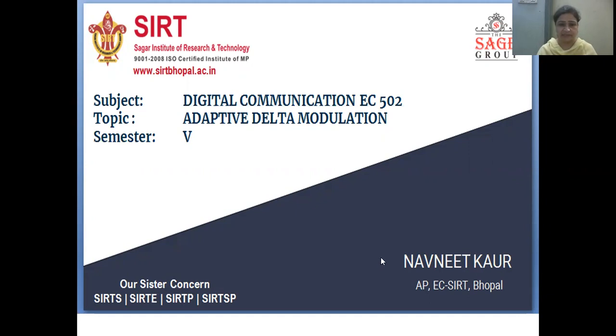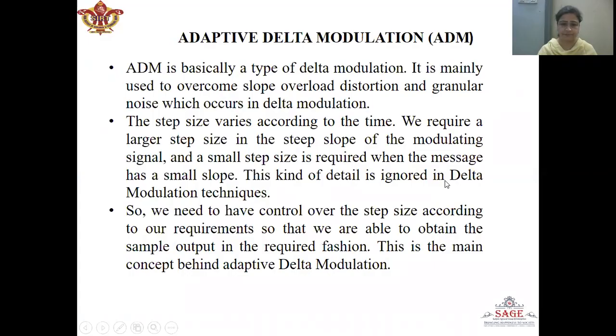Today I'll be taking a lecture on the subject digital communication. The topic of my lecture is adaptive delta modulation. Adaptive delta modulation, which is also called ADM, is basically a type of delta modulation. It is used to overcome limitations of the delta modulation system, such as slope overload distortion and granular noise.